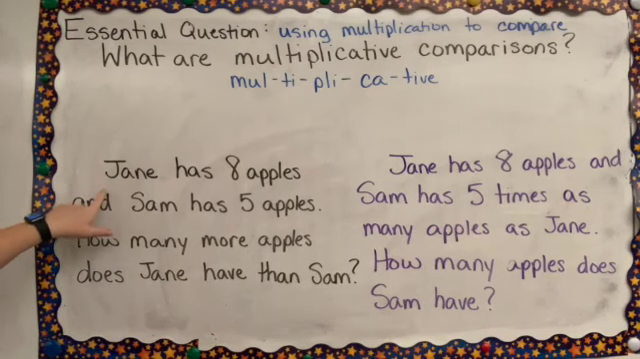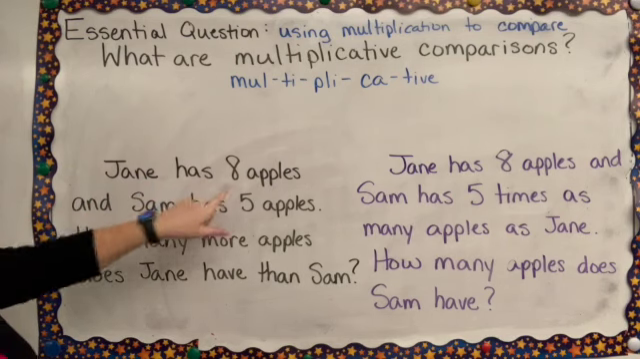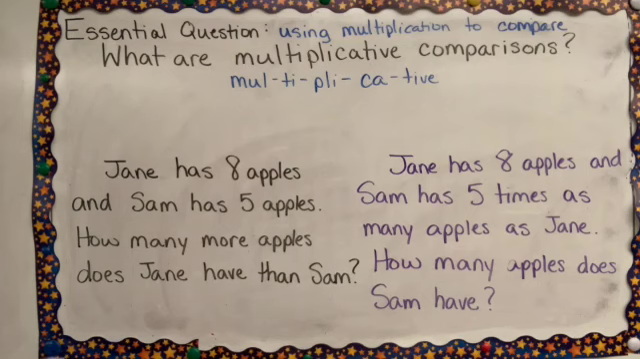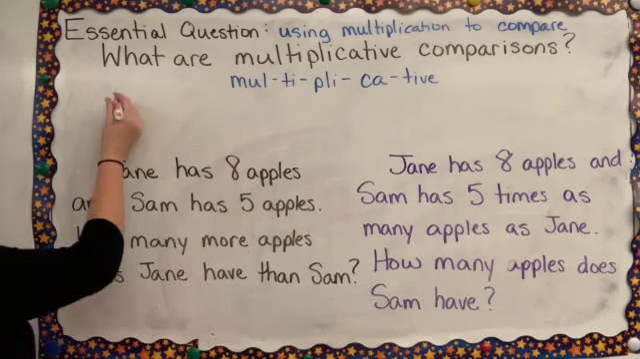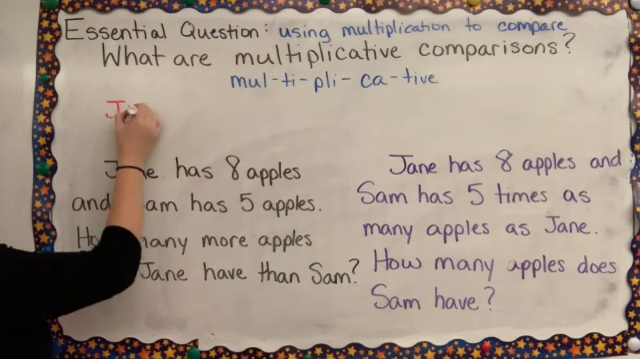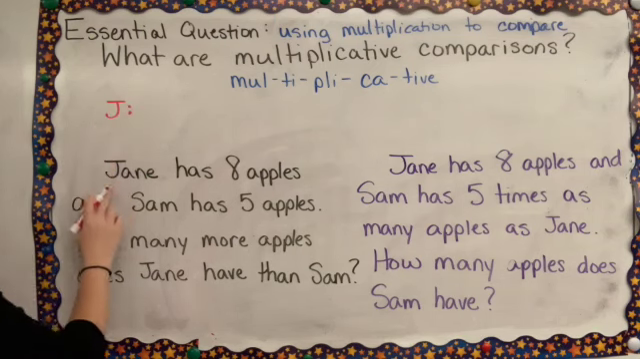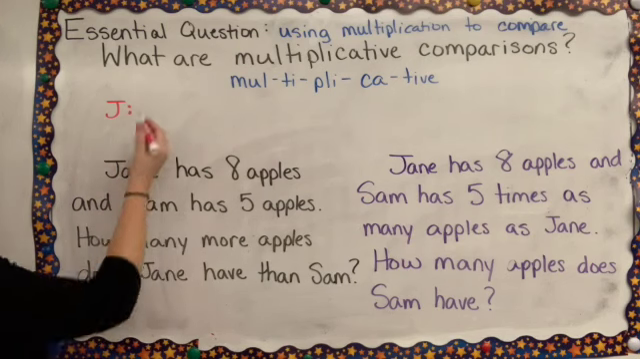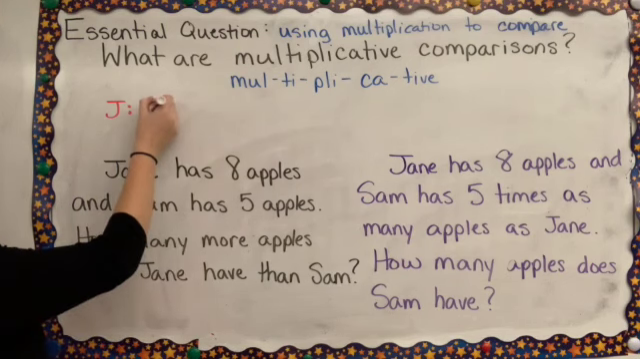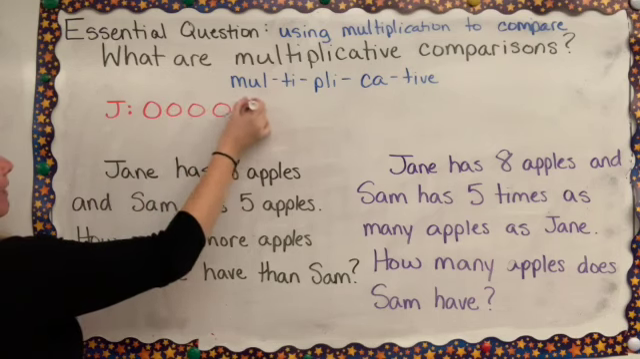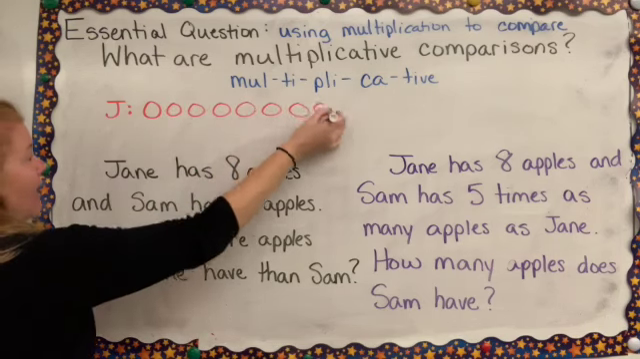So let's start. Jane has 8 apples and Sam has 5 apples. So if I was to do this, I have Jane. And I'm just going to put a J and a colon. This is who she is. This is Jane. Jane has 8 apples. I'm not going to draw apples. I'm just going to draw 8 circles. 1, 2, 3, 4, 5, 6, 7, 8.